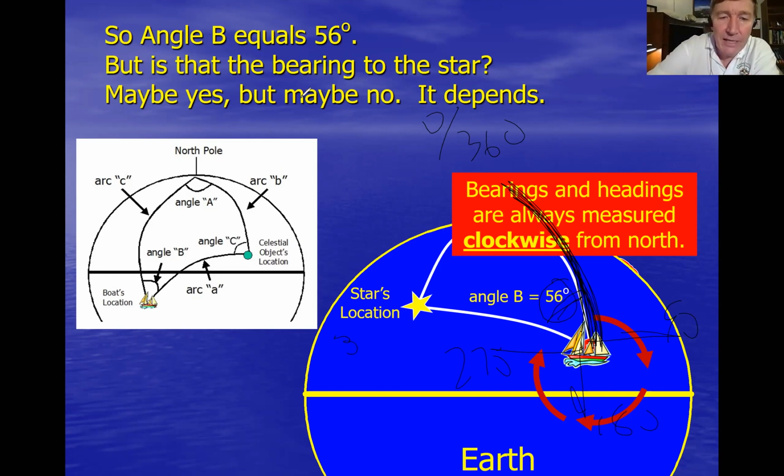So whatever 360 minus 56 is, that's a fifth, that's a sixth. So that would be 304.